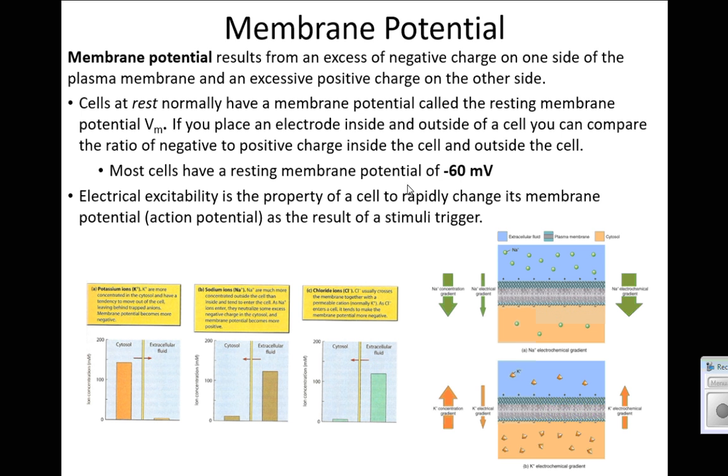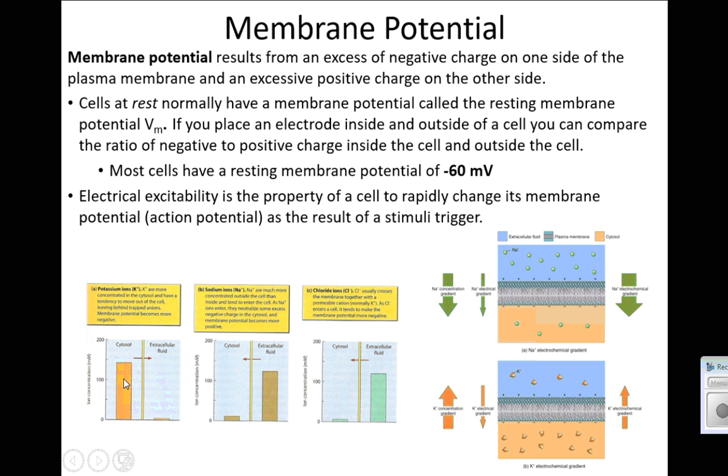Okay. Electrical excitability is the property of a cell to rapidly change this charge. So it changes its membrane potential as a result of a stimulus trigger. This is what happens when we create an action potential. Okay. Ion channels will open up. Ions can flow in or out. The three major ions that we will talk about in this class are shown down here at the bottom: potassium, sodium, chloride. They even tell you where they're highly and less concentrated.